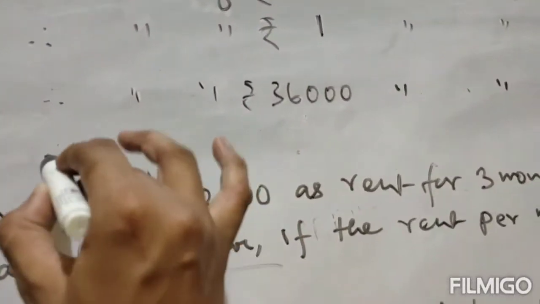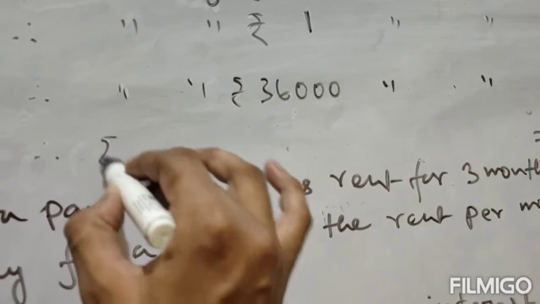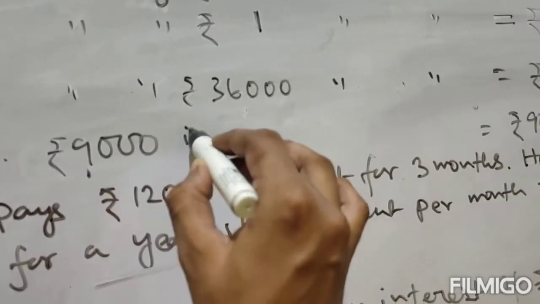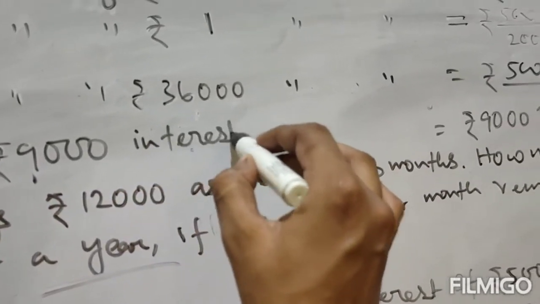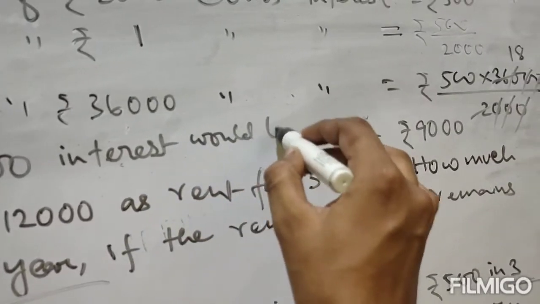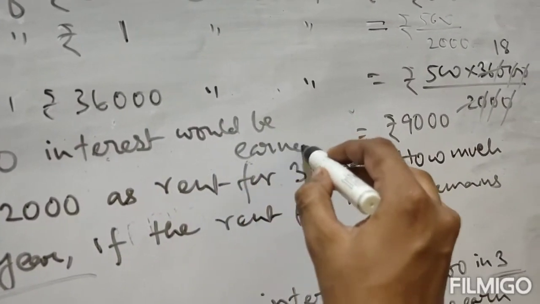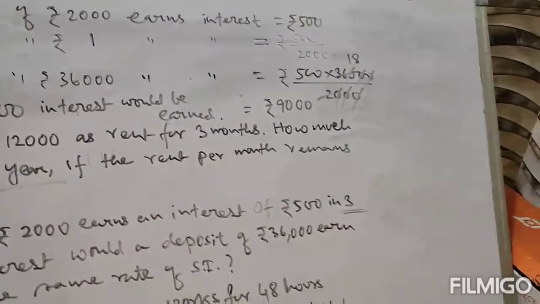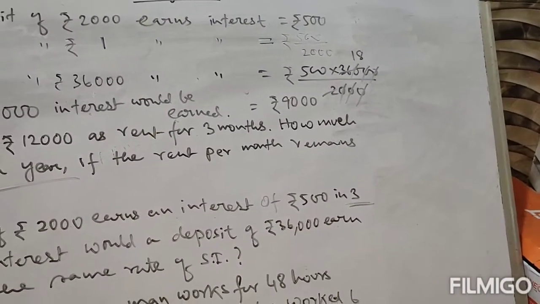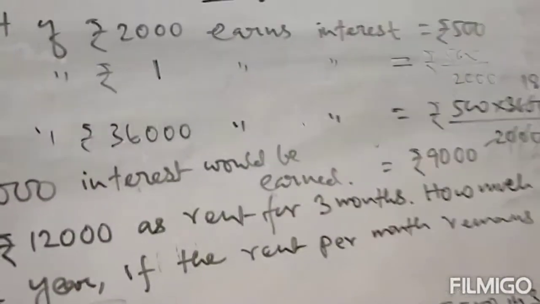Clear? Therefore just write: rupees 9000 interest would be earned. That is the answer. Clear?